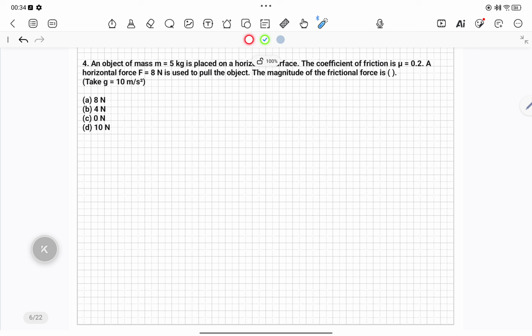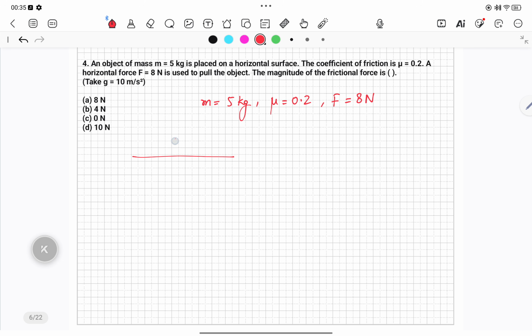Question number 4. An object of mass 5 kg is placed on a horizontal surface. The coefficient of friction is 0.2. A horizontal force of 8 Newton is used to pull the object. The magnitude of the frictional force is. Here g is given as 10 meters per second squared. So according to the question, mass is 5 kg and the coefficient of friction mu is given as 0.2. The horizontal force that is applied is 8 Newton, and here we have to find the friction force.